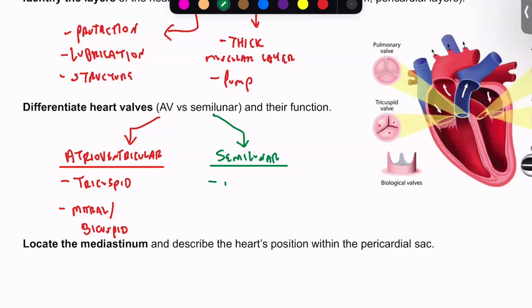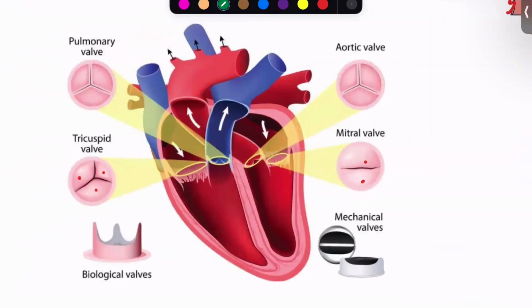And the 2 here is the aortic valve and the pulmonic valve. So our aortic valve right here, that's to go from our left ventricle to our aorta. And then our pulmonic valve is to go from our right ventricle to our lungs.